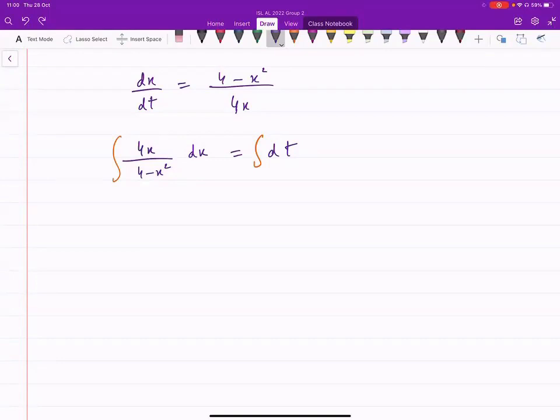ठीक है, इसका एक तरीका क्या है? आप 4 को बाहर ले जाओ, अंदर आपके पास x over 4 minus x square है, right? And all you do now is multiply by -2 and divide by -2. ठीक है, -2 चाहिए था, -2 से मल्टीप्लाई भी कर दिया, -2 से डिवाइड भी कर दिया. Now it has converted to that log form.